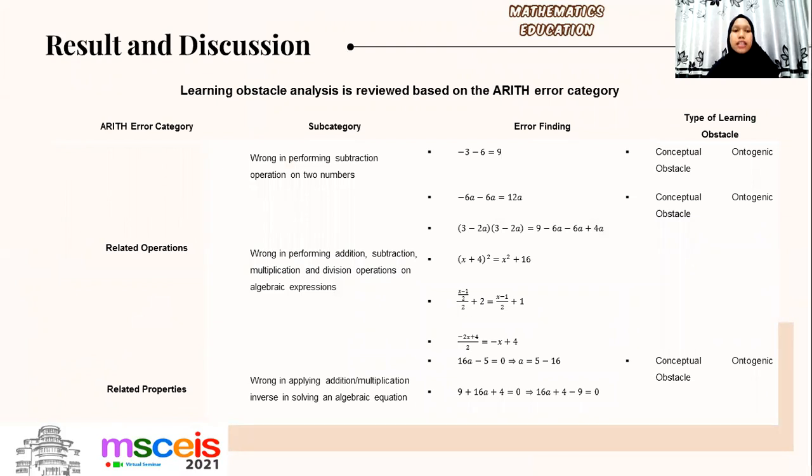This is the result and discussion. The first is learning obstacle analysis reviewed based on the ARIT error categories. The first is related operation. The subcategory is wrong in performing subtraction operation on two numbers. And the second is wrong in performing addition, subtraction, multiplication, and division operations on algebraic expressions.